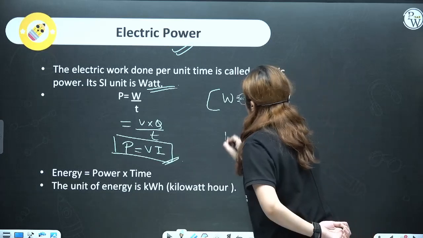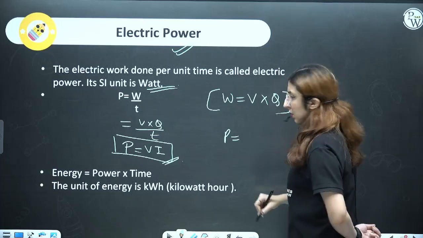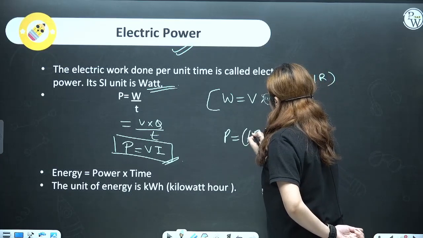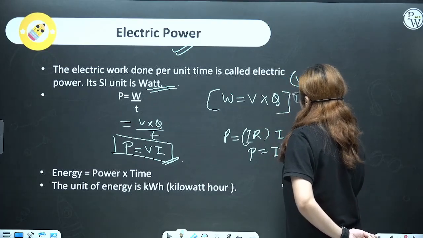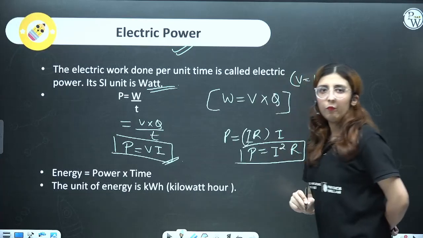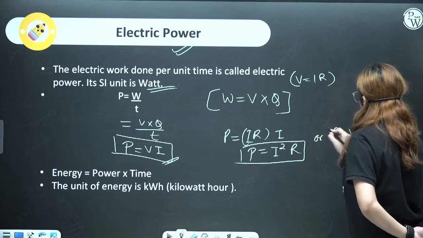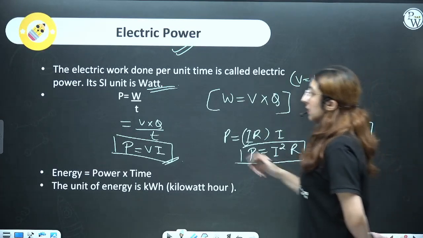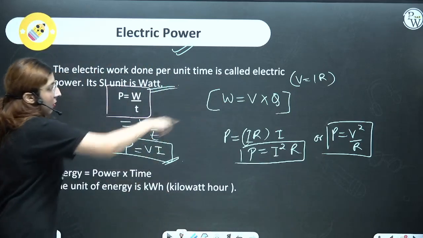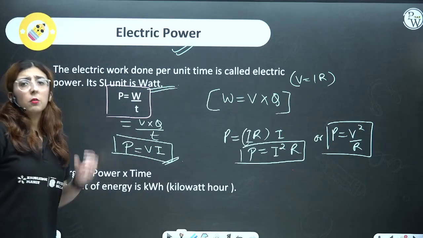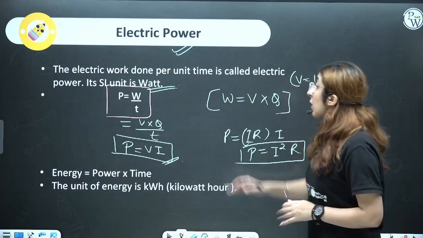Of course, you can get one more thing. See, if in place of V, I write IR, any problem? No, right? Into I, power is nothing but current square into R. Similarly, power is equal to voltage square by R. So these are the 4 formulas. This is a standard one, and from this you can get the others. Very simple. In simple terms, power is how much work you are able to do in a particular amount of time. SI unit will be watt.